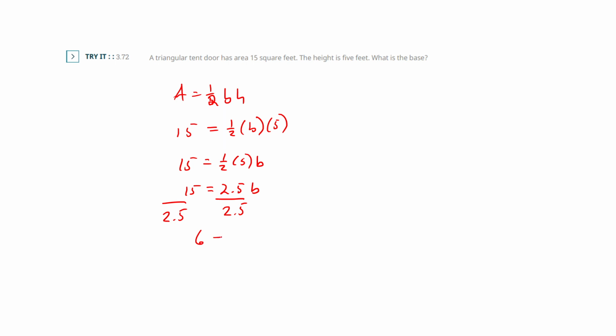So 6 is the base. You get a base of 6 feet.